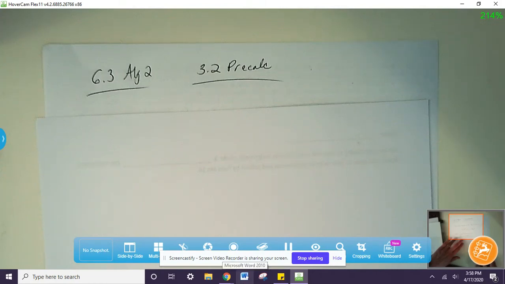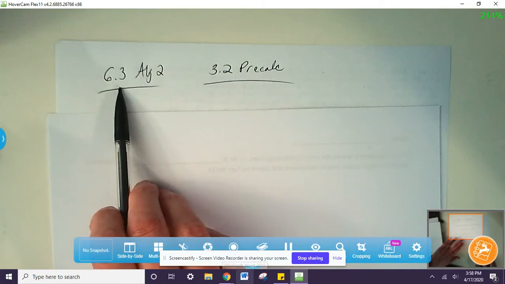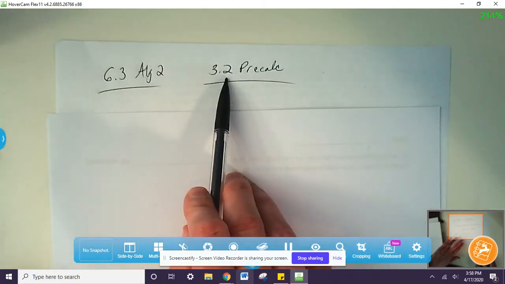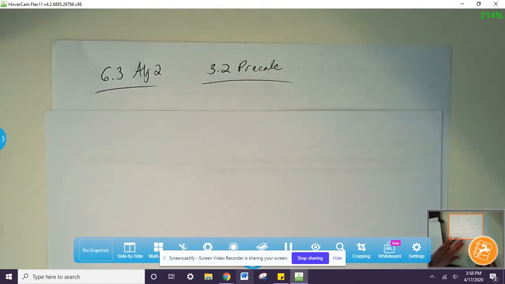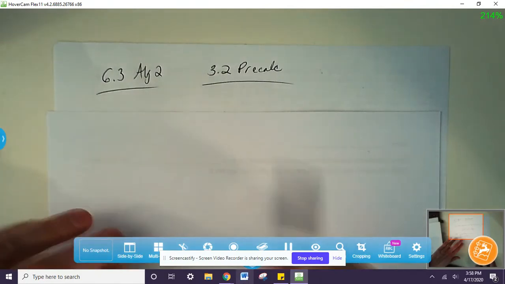If you are in Algebra 2, this is section 6.3 in your textbook. If you're in pre-calculus, this is section 3.2. Our lessons are going to be together for about another 2 weeks, and then early May we'll be separating the two courses again. But let's go ahead and get started.